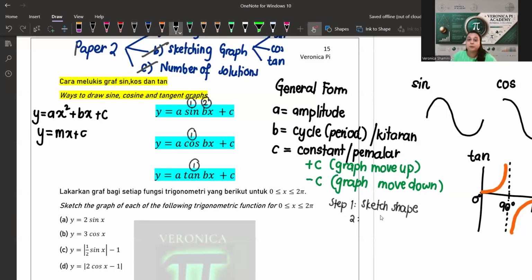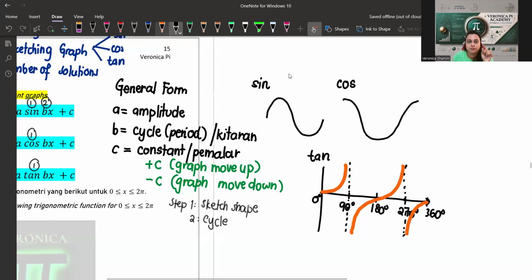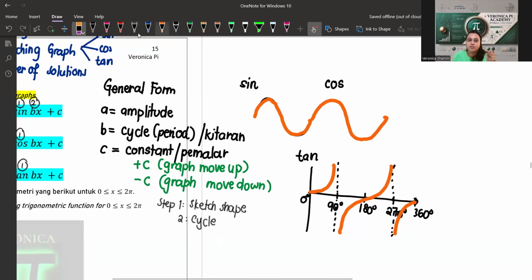Step 2, you must do the cycle. Berapa kitaran? How many kitaran? What is kitaran? For example, you see this bentuk like this, kan? This is called one cycle. If I draw the bentuk sekali lagi, this is called 2 cycles, 2 kitaran. If teacher says draw 3 cycles, it means lukis sekali lagi bentuk S. Faham tak? So that is called cycles.